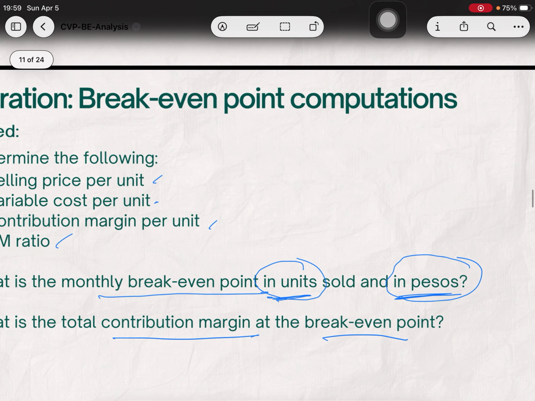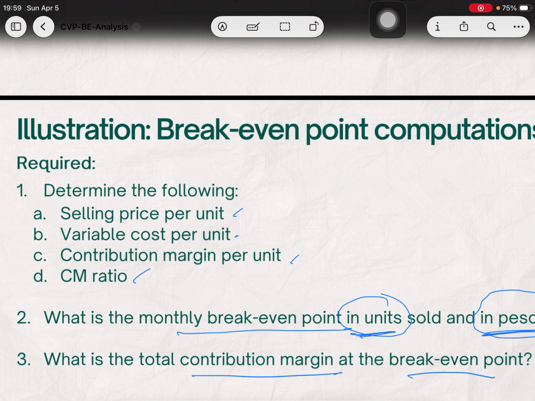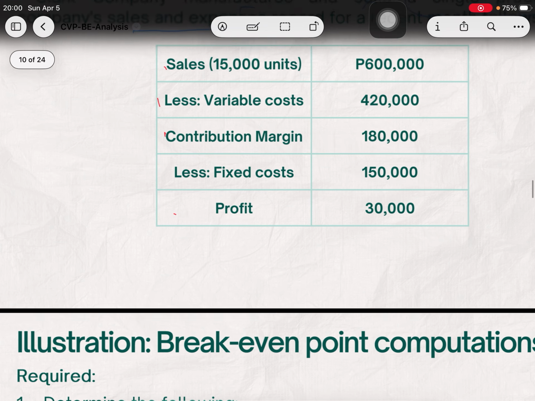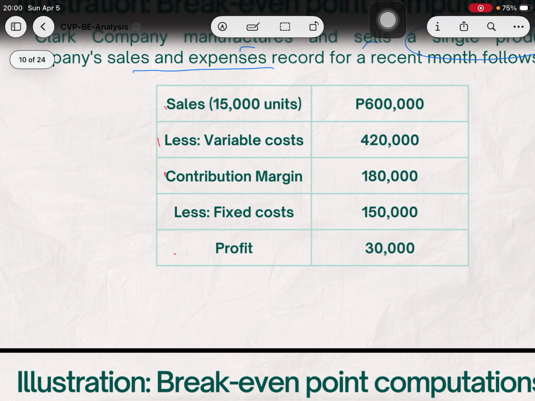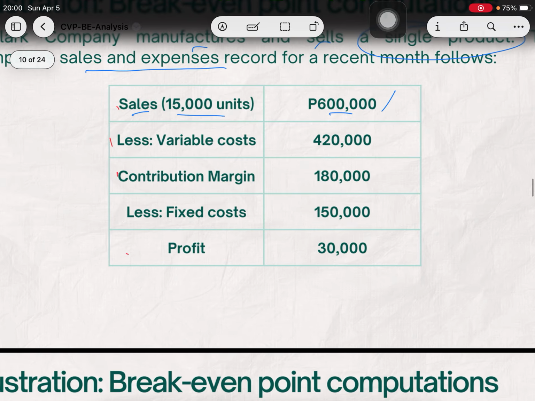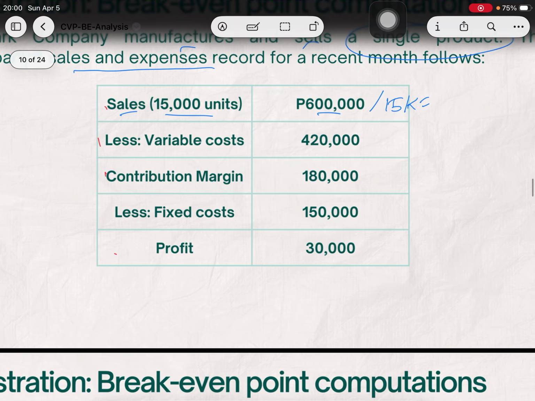So, unang requirement, magkano daw ang selling price per unit? Ayan, so paano ba malaman ang selling price per unit? Di tumingin tayo sa sales. So, we have sales, 600,000. And then, mayroong 15,000 units dito. Di you just divide 600,000 divided by 15,000. Ayan, makukuha mo na ang selling price per unit. That would be 600 divided by 15,000. The answer is 40 pesos per unit.